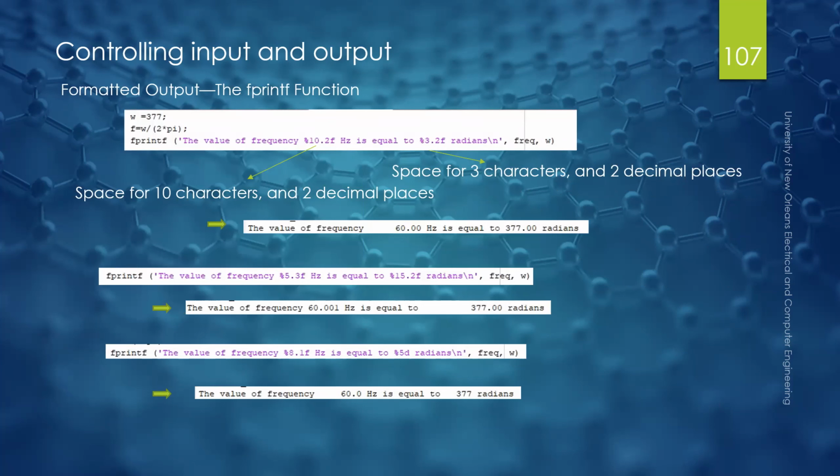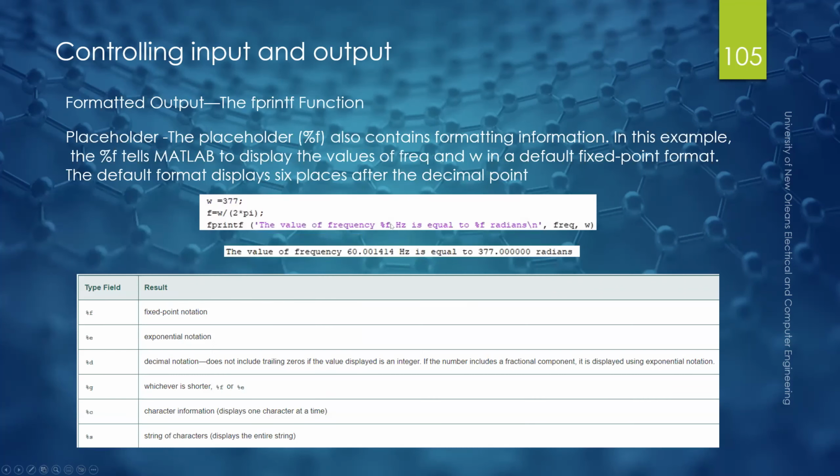So in this one, again, we have our function, the same example that we had before. But remember, in the previous case, we didn't tell MATLAB how we want to see that information, right? We told MATLAB that we want to see the information as fixed point, and we didn't tell it how many decimal places we want to see. So by default, it gives us 6 decimal places, right? So now we're going to tell it how we want to see this information, and how many decimal places we want to see.